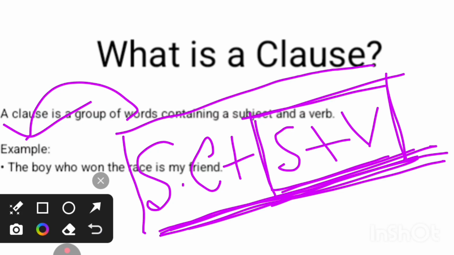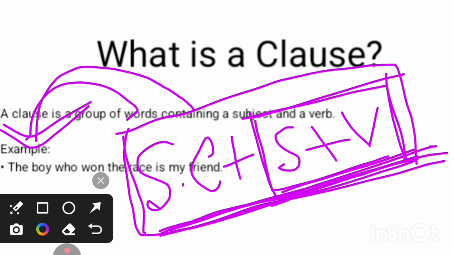Dependent in the sense that the meaning of this clause is entirely dependent upon the principal clause. You can use it before or after the principal clause, that's not a matter. The place is not a matter. That means the meaning of this subordinate clause is entirely dependent upon the principal clause of this sentence. Friends, I think you can understand.